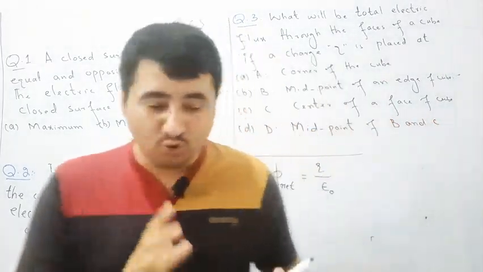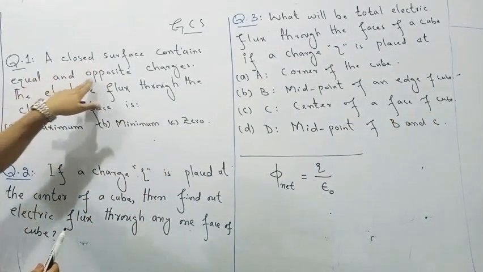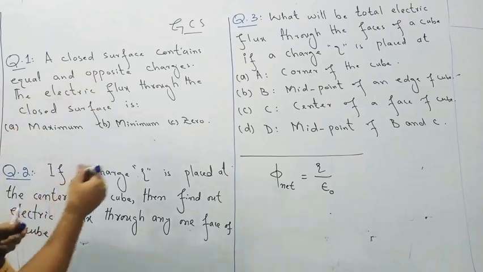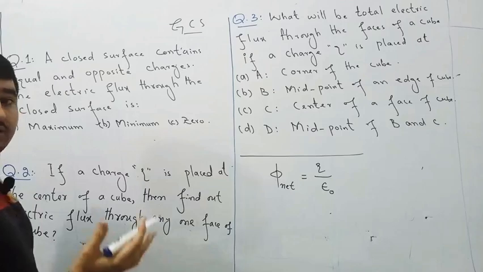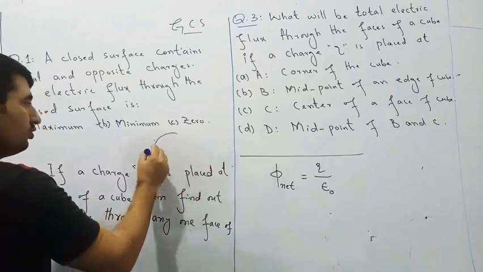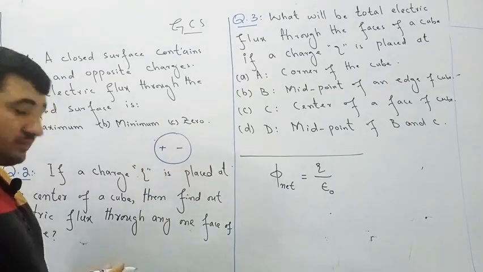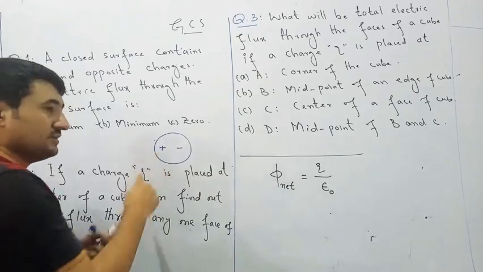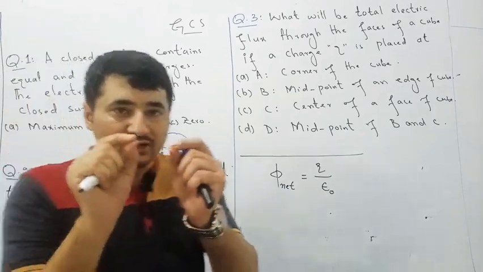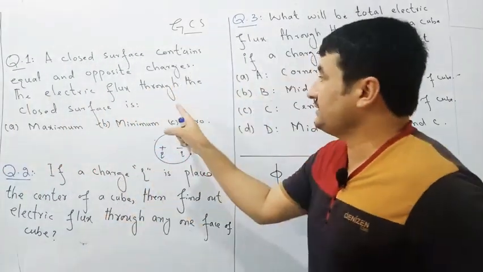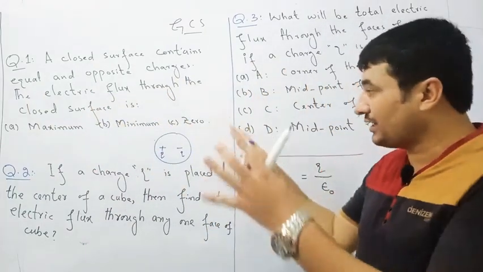For example, you have a closed surface and in that closed surface there are two charges, equal and opposite. It may be in the form of a sphere or in the form of a cube. For example, one charge is plus Q, the other is minus Q. Then the question is, what will be the electric flux through the closed surface?